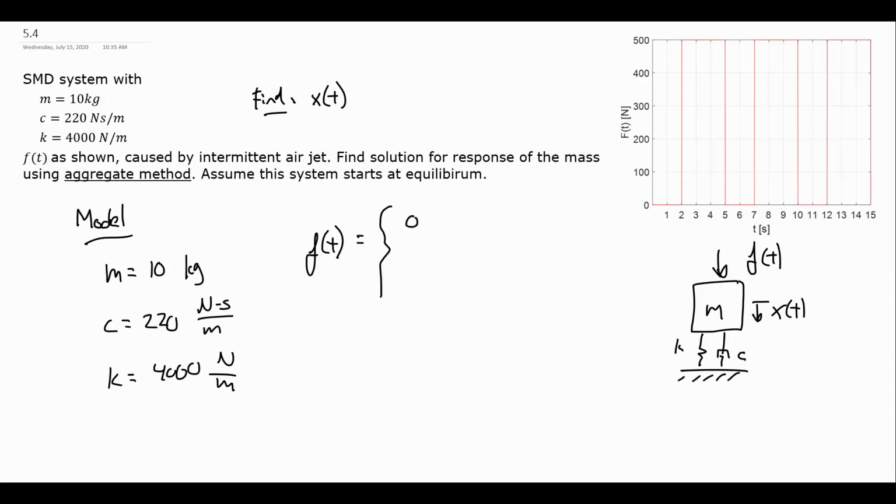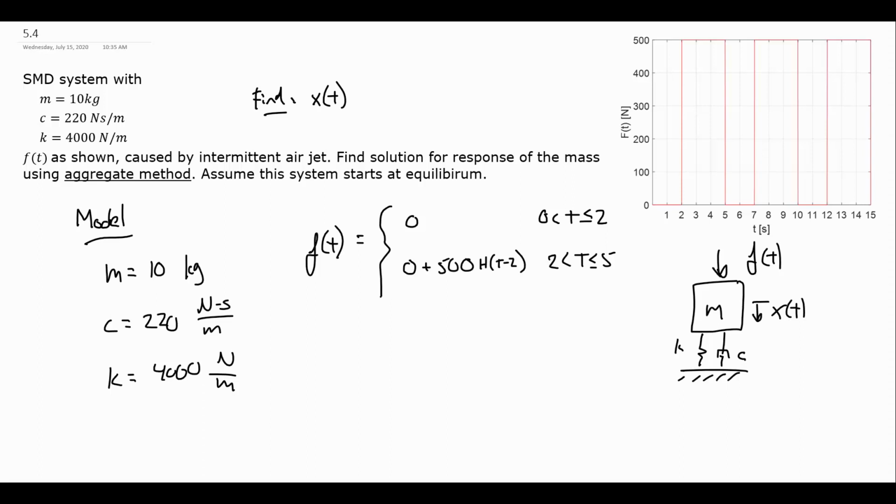Actually the first one is still okay, this is good for t less than 2 seconds. But now for the aggregate method, what I need to do is copy everything from the line above and then add another force to it. So this one is actually not too hard to write. Once we get to 2 seconds, until 5 seconds, I can write that as 0, the line above, plus 500. And for consistency, I'll call it 500 times h of t minus 2, just so we can have it in the right format that we're looking for.